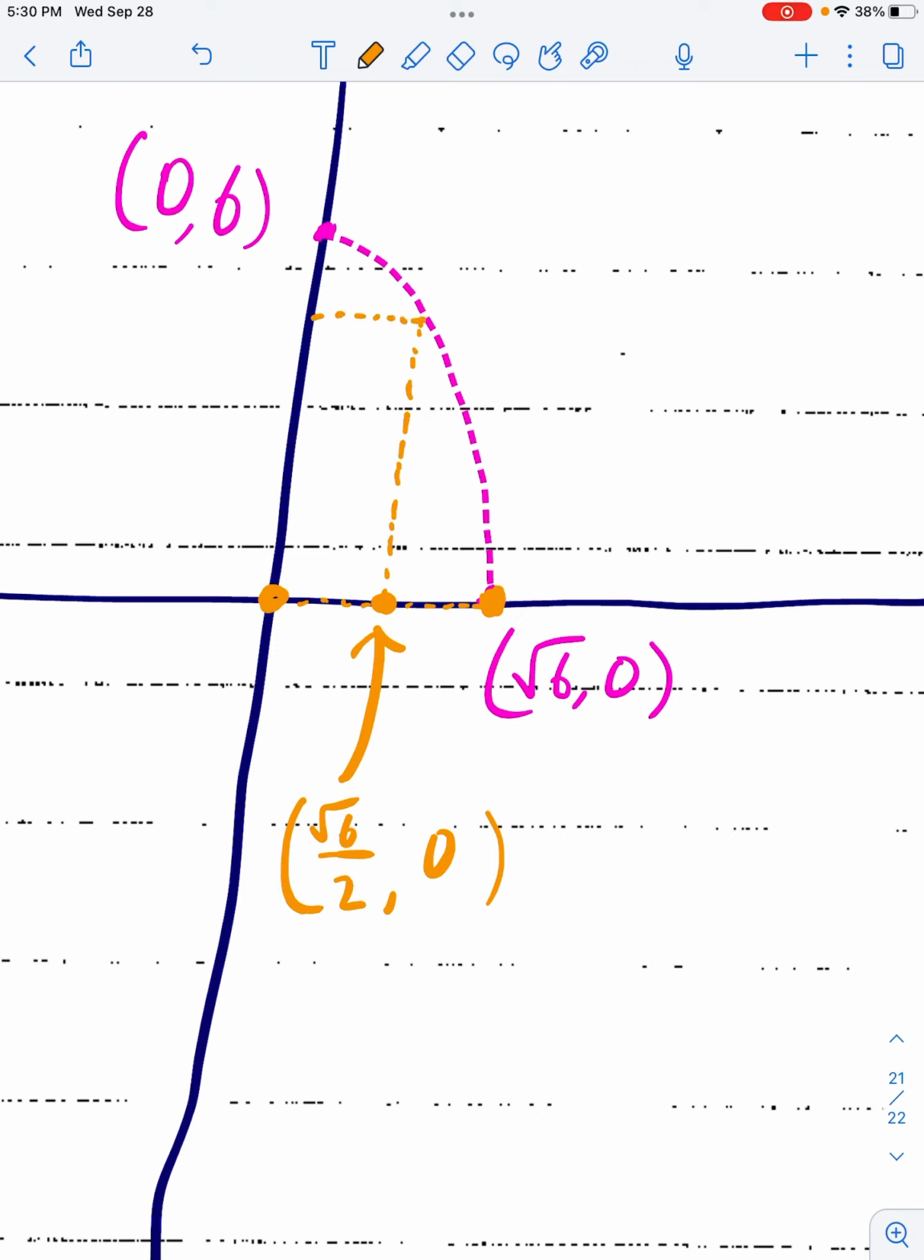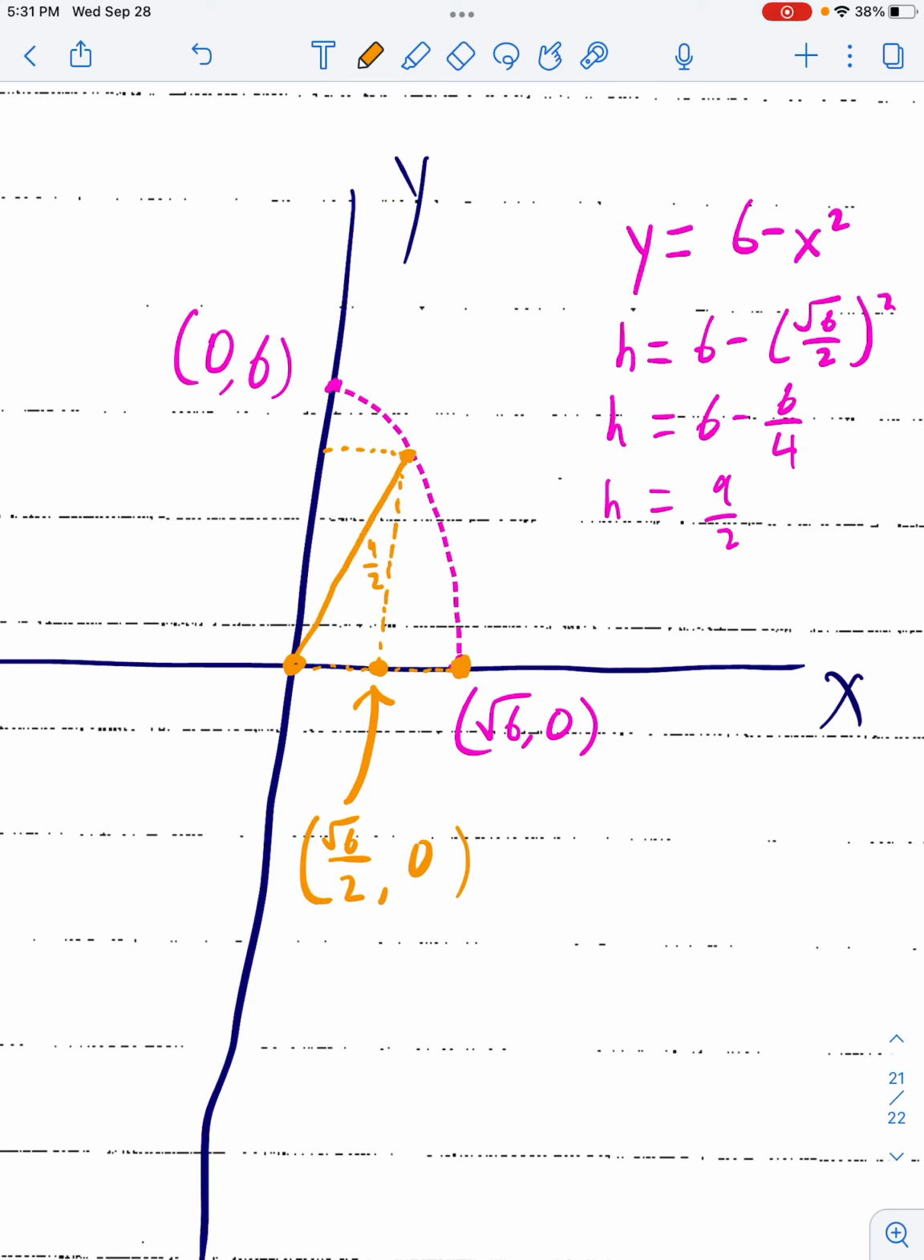Let me do it on my calculator real quick because it's 5:30 and my brain is fried. Oh no, I gotta finish this one, guys. I'm so sorry. All right, bear with me. 6 minus 6 over 4, that's 9 halves. All right, h equals 9 halves. So that height is equal to 9 halves. And if you notice, we draw these two lines in, that gives us an isosceles triangle.